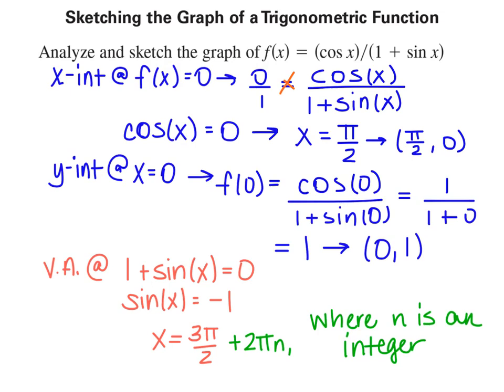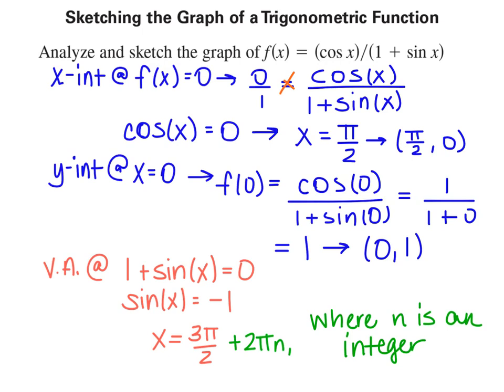And then the y-intercept, I plug in 0 for x, and cosine of 0 is 1, and sine of 0 is 0, so that makes it 1 over 1, which is 1. So our y-intercept is at (0, 1). So that means I have my intercepts for one cycle, and obviously this is a trig function, so this is going to repeat. So this information is useful.